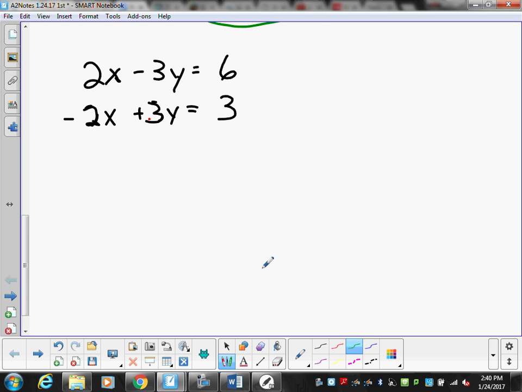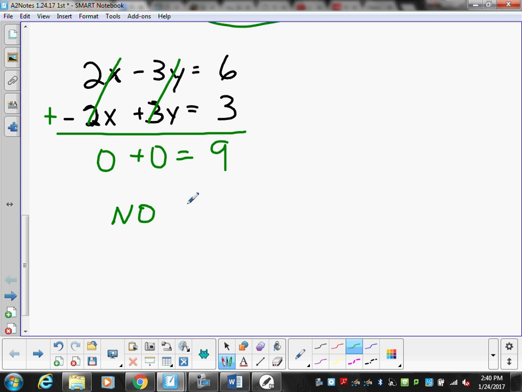Okay. Hey y'all, look at this one real fast and tell me what you notice about it. What do you notice about these two numbers and these two numbers? They're both opposites, right? Yes. So if I add these together, I get 0 there, I get 0 there, and I get 9 here. 0 plus 0 is 0, which does not equal 9. That is a false statement, so it's no solution.